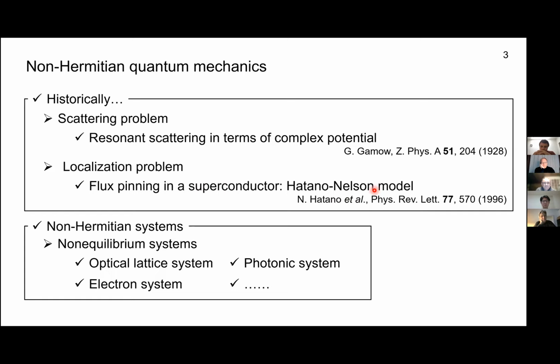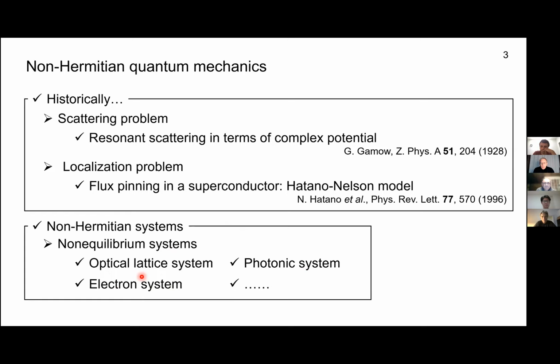And in recent years, non-Hermitian systems mean non-equilibrium systems, which can be described by the non-Hermitian Hamiltonian. By developing laser techniques, we can access non-Hermitian systems in some physical systems, for example, optical lattice systems and photonic systems. And very recently, electron systems also exhibit non-Hermitian physics.